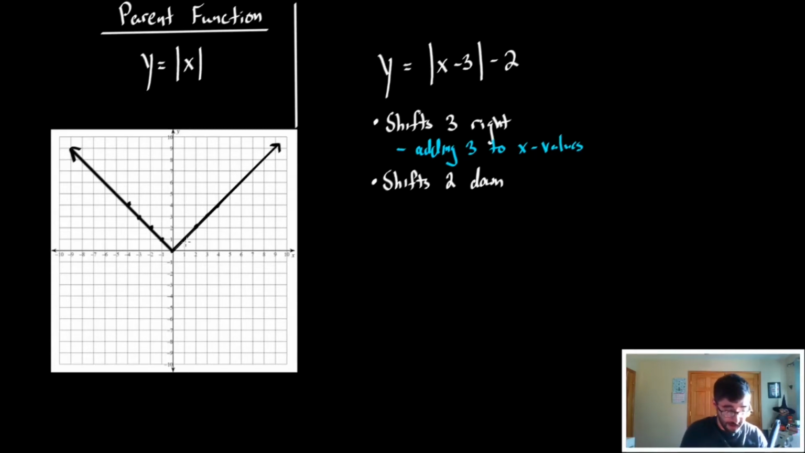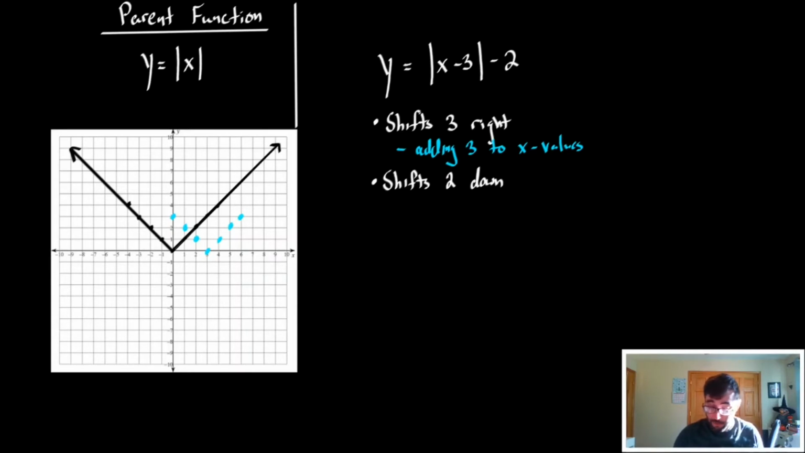So basically I would take every single point and add 3 to the x values. So (0, 0) becomes (3, 0). (1, 1) becomes (4, 1). (2, 2) becomes (5, 2), and so on, because I'm adding 3 to all of the x values. (-1, 1) becomes (2, 1) because I added 3 to the x value, and so on and so on. I'm not going to do it for every single point. I'm just going to get a couple on each side of the vertex, okay? So that would be shifting to the right 3.